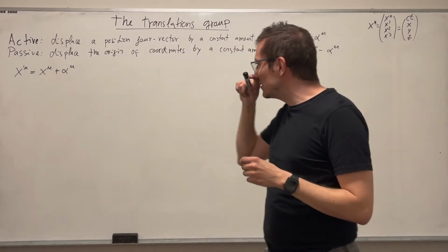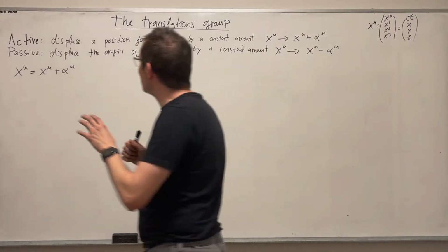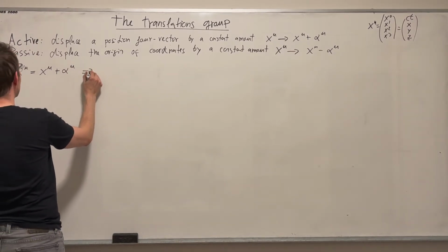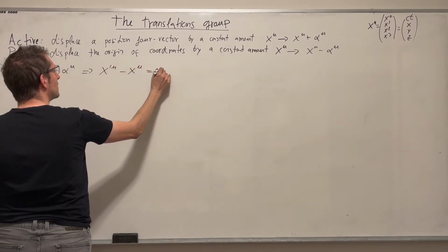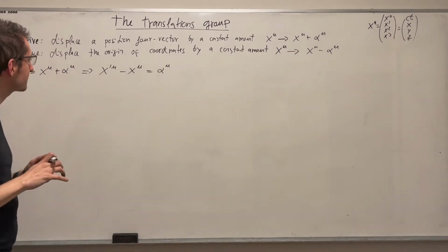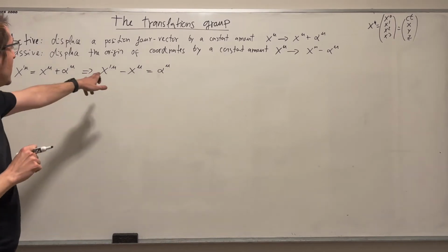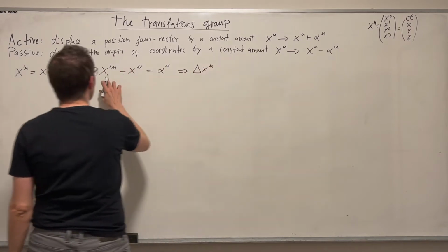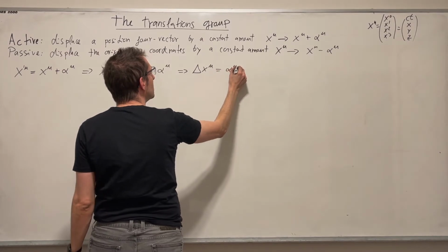All right, so this is a translation, right? Let's analyze translations. Now, translations are very easy to write like this in classical mechanics, right? In classical mechanics, you write it like that, and then that means that x'^mu minus x^mu is equal to alpha^mu. By the way, I can call this, the new one minus the old one, delta x^mu, and that's what I call equal to alpha^mu.